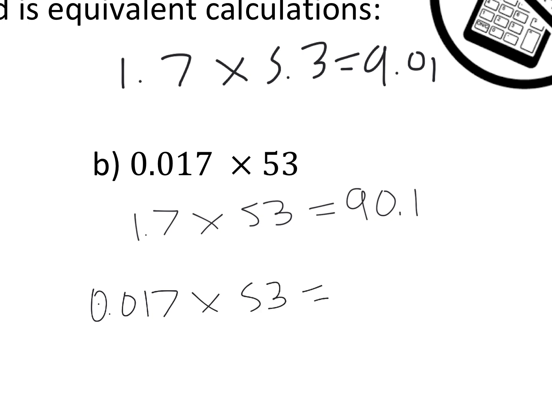The answer is not going to be 90.1 anymore. We need to think about what effect this has. I can't just do that in my head. Well, maybe you can, but it's probably worth writing down that we've made it 100 times smaller. The number that's being multiplied is 100 times smaller. And that means there's less of it, so there's going to be less in the answer. The answer is going to be smaller too. So the answer has to be 100 times smaller, which is 0.901.